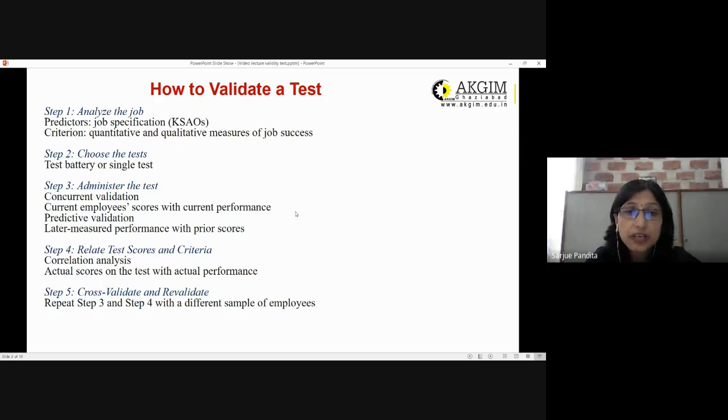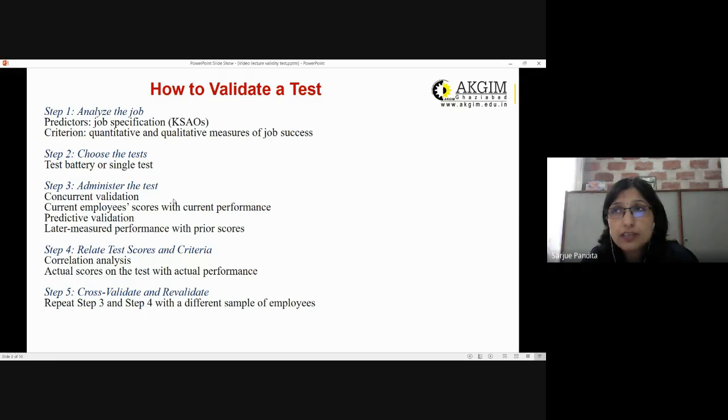Then next is predictive validation, that is, what your expectation out of that test is. You need to predict, and how can you go for predictive validation? You can use certain mathematical techniques, you can use certain statistical techniques to have the validation predictive. Then you later measure performance with prior scores. Now prior scores, where from will you get them? You will get prior scores from here, wherein you have administered the test to the candidates who are currently performing that particular job in your organization.